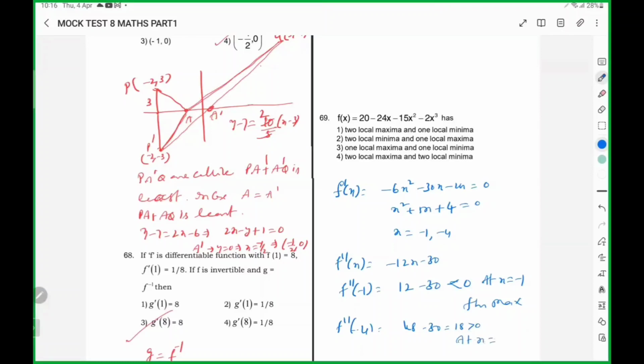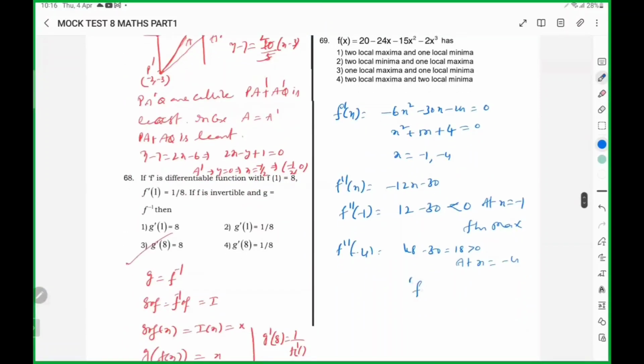So at x equal to minus 4, f has a minimum, which implies it has one local maximum and one local minimum.